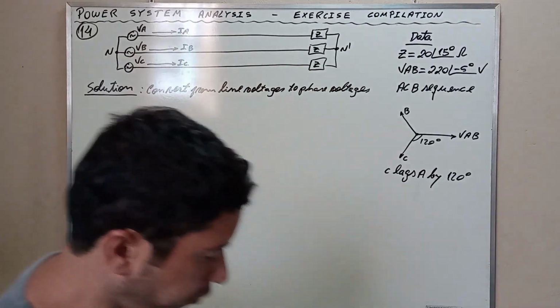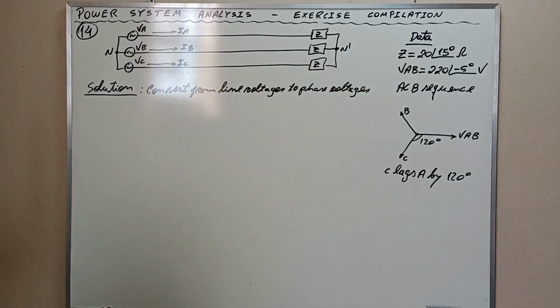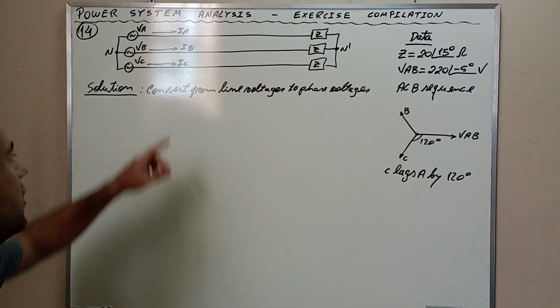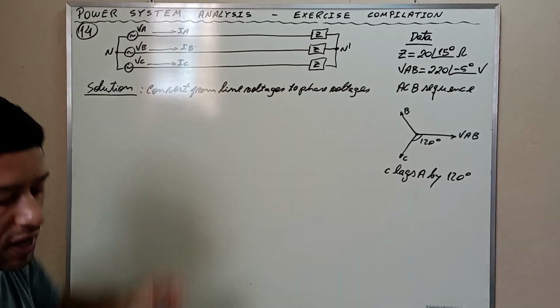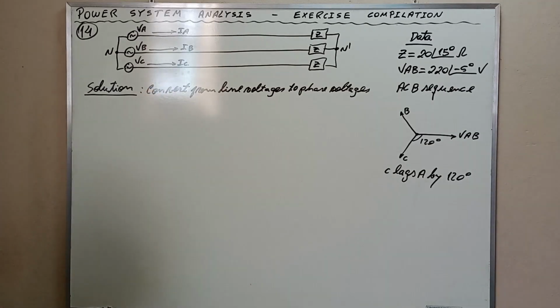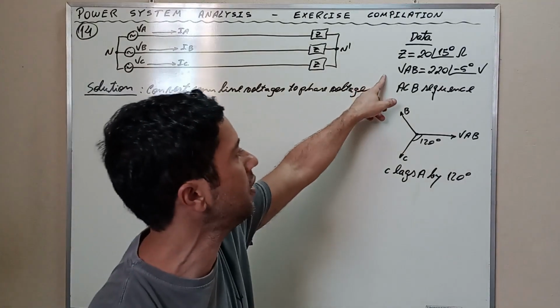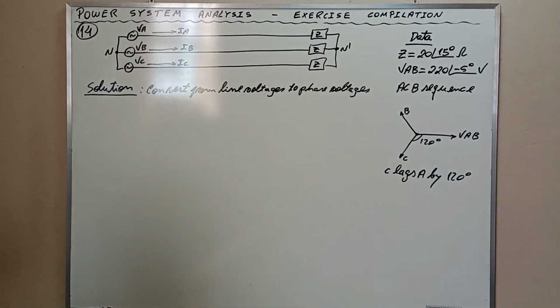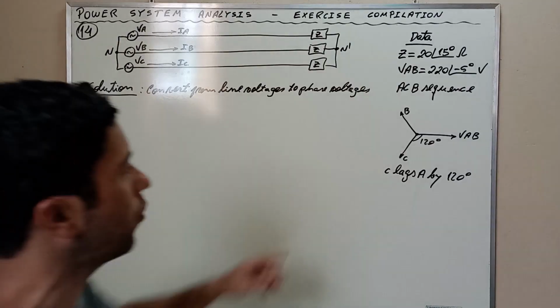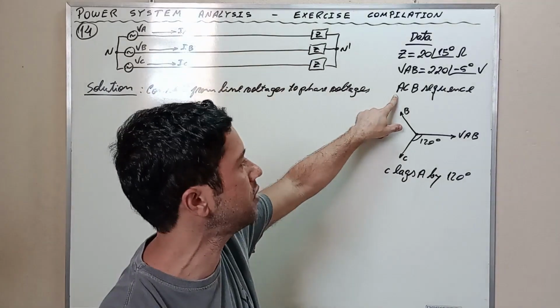For the circuit of the figure, calculate the current in phase C. Okay, my friends, this is what the exercise wants. The exercise wants us to calculate the current in phase C, okay? And the exercise provides this data here, saying that the value of the impedance is 20 phase 15 degrees ohms. The value of the line voltage between line A and line B, VAB, is 220 phase negative 5 degrees volts, and it is an inverse sequence. Okay, this is the inverse sequence ACB.